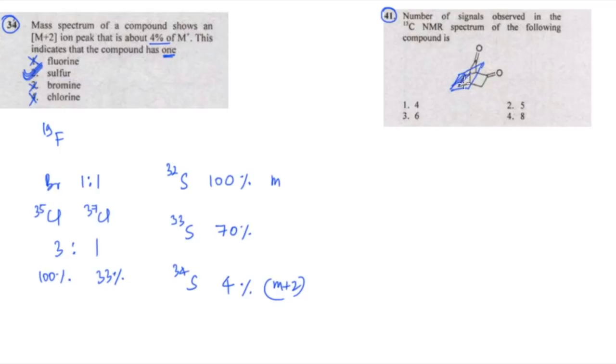If you apply a plane like this, this particular carbon will be equivalent to this particular carbon, the carbonyl carbons. The rest I'm just numbering as B, then C, D, E, and F. So you will have 6 different types of carbon, and option number 3 will be your correct choice for this question.